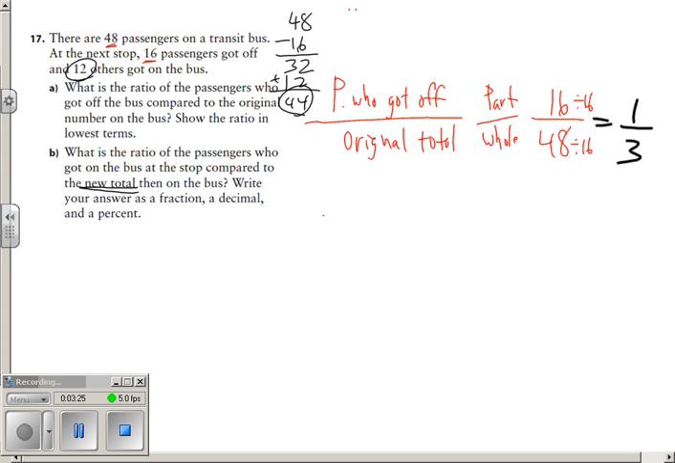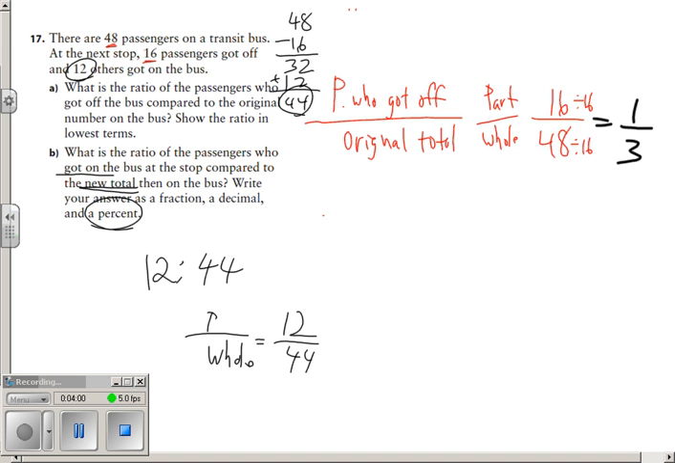And what's the new total? So we have to compare the ratio of the passengers who got on the bus, which is 12, compared to the new total, which is 44. Write your answer as a fraction, a decimal, and as a percent. Hopefully, since it says percent, this must be part to whole. And we know that 44 is everybody on the bus. That's our whole. That's everybody on there after that whole fiasco of getting on and getting off. And we're comparing that to the 12 who got on the bus. So what percentage of the new total were new passengers that got on the bus?